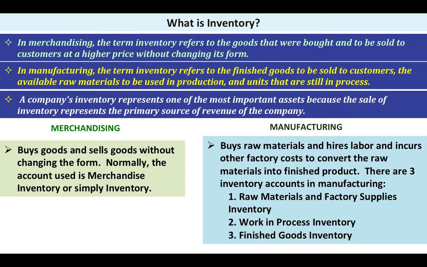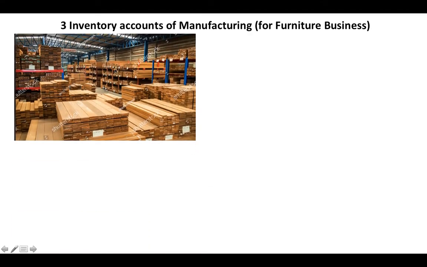There are three inventory accounts in manufacturing, as we have already discussed above. The first is raw materials and factory supplies. Second, the work in process inventory. And the third, the finished goods inventory. Let us illustrate more of these three types of inventory in a manufacturing business. So here we are going to illustrate the three inventory accounts of manufacturing, and the business that we are going to use is a furniture business.